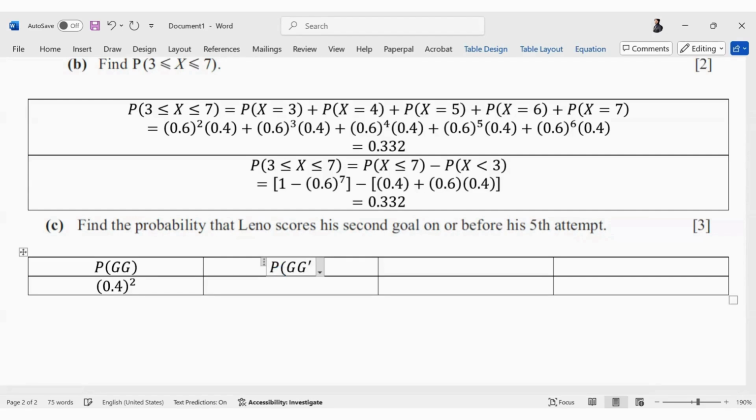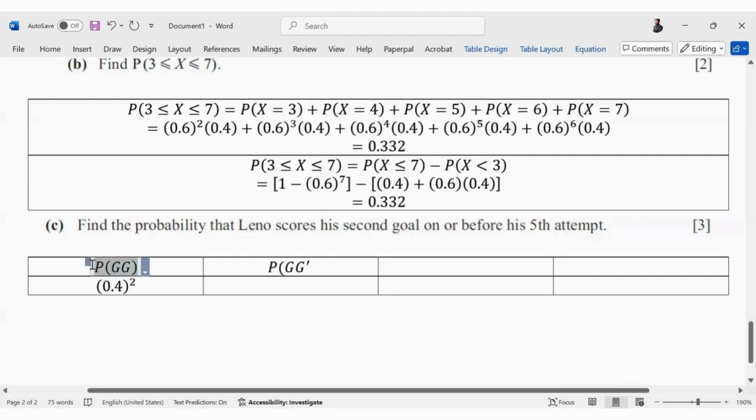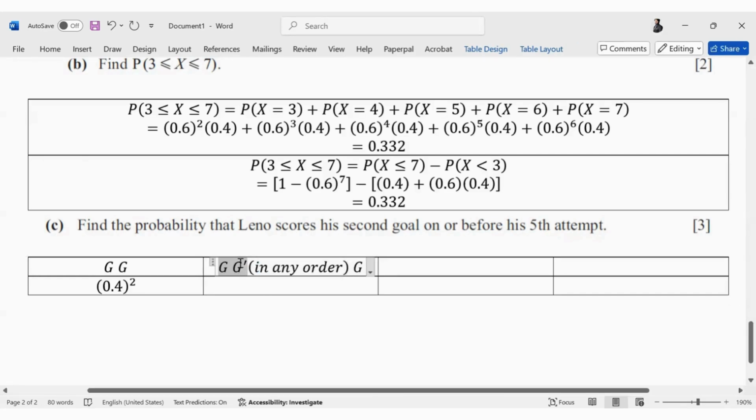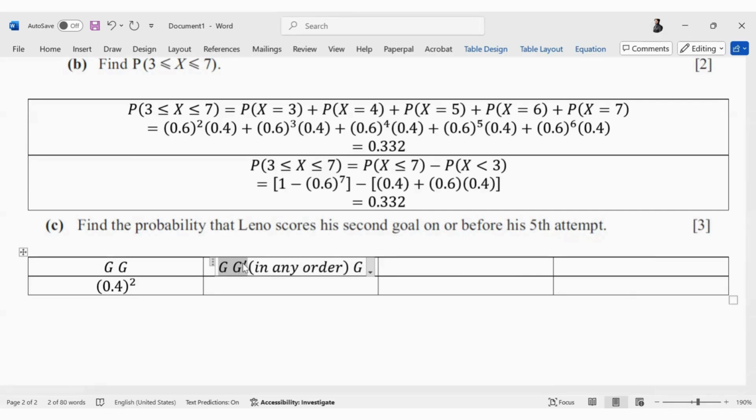And for the third one, I'll not write the probability, I'll just write goal and goal. This is goal and goal, both goals. And this is goal and goal not, in any order. And then there is goal. I'm just writing it for clarification that with this goal and goal not, in the first two, one of them is a goal and the other one is not, and this can happen in any order.